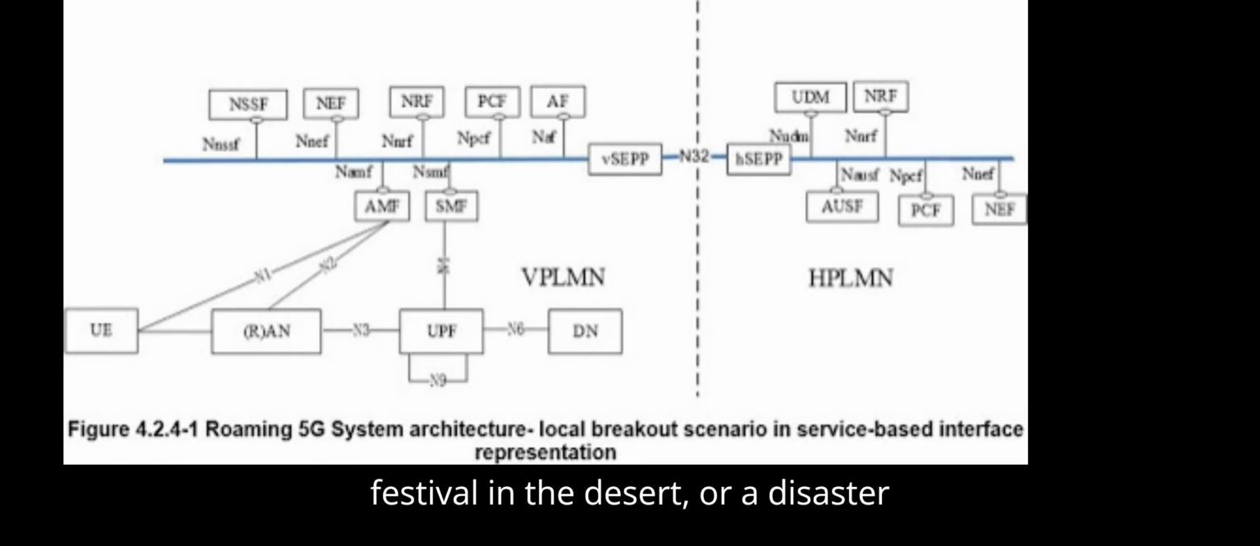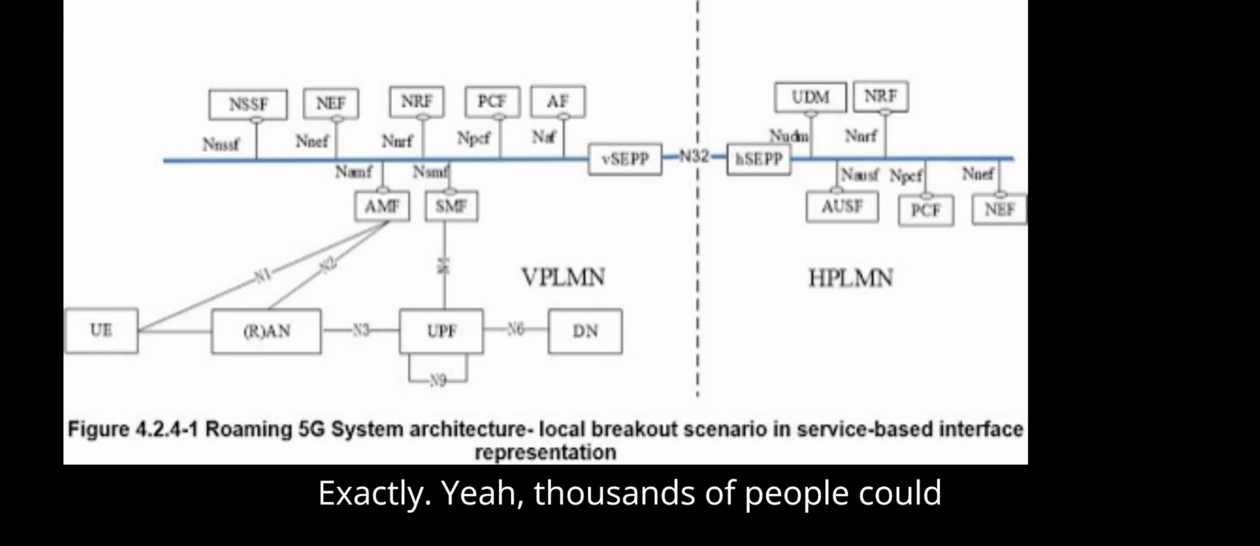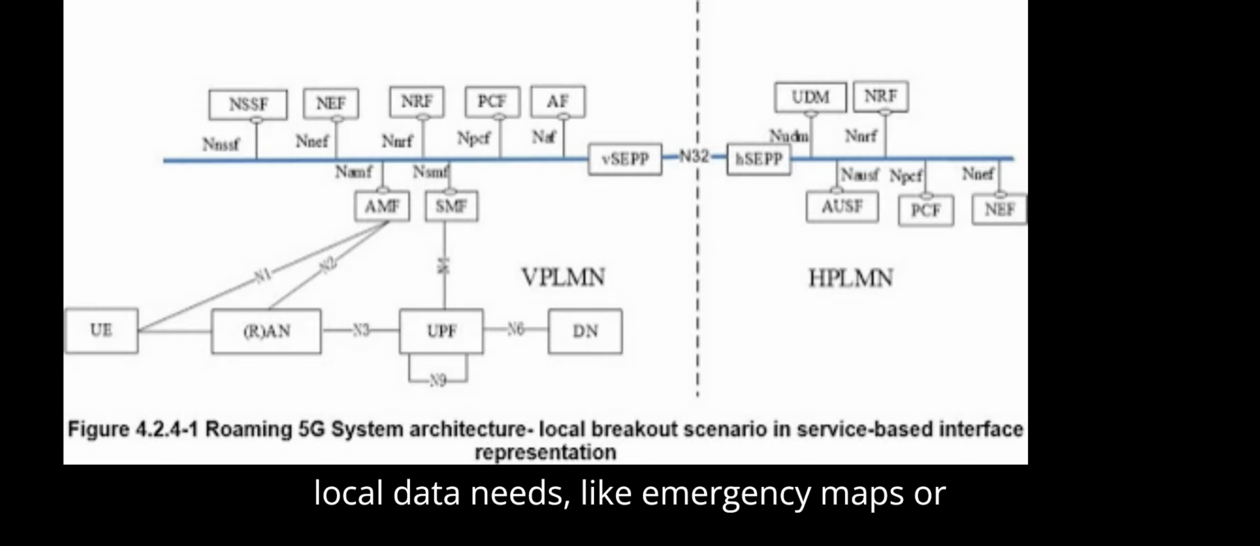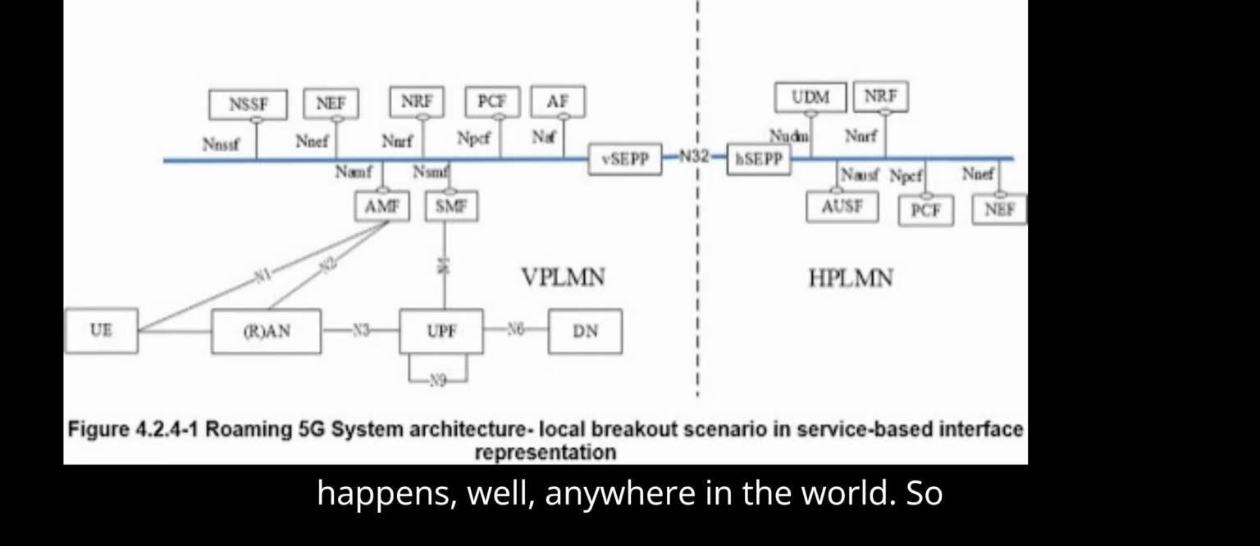Imagine a massive music festival in the desert or a disaster relief zone after a hurricane. There's no infrastructure there. None. You could find a server rack or even just use a satellite link, and you could spin up a home network entirely in software containers right there on site. A pop-up network. Exactly. Thousands of people could roam onto it instantly. The local breakout, the UPF, would handle all the local data needs, like emergency maps or festival apps, while the authentication happens, well, anywhere in the world.